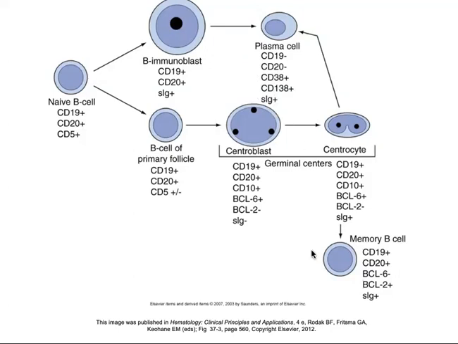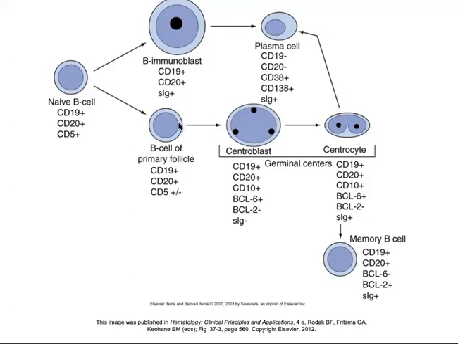So if you look at the positives and the negatives here, it just gives you an idea of the kind of cell that we're looking at, the maturity of the cell, differentiation of the cell. If I see that my cell is CD19, CD20, CD5 positive, then I'm like, all right, this is more of like a B cell, right?